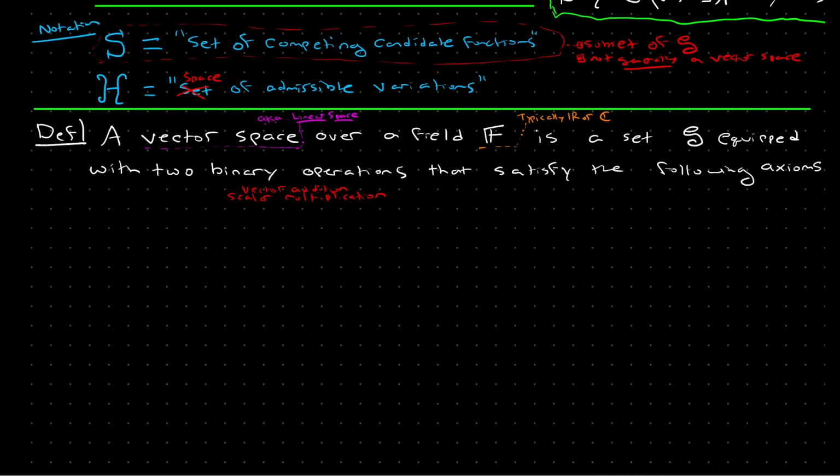So a vector space over a field F is a set S, cursive S, that is equipped with two basic binary operations. These operations are vector addition and scalar multiplication that satisfy the following axioms. I'll list the axioms in a second, but I just want to remind you that a vector space is also sometimes called a linear space, and the field, sometimes called the field of scalars, is typically taken to be the real numbers or the complex numbers. However, you can use any field you want to define a specific vector space.